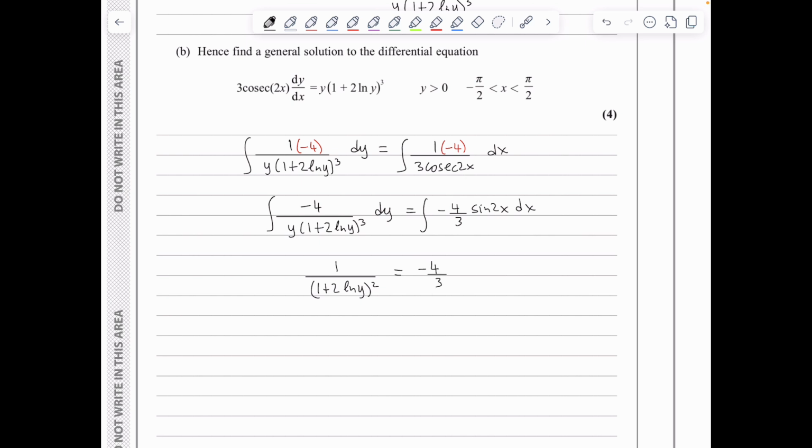The integral of sine is negative cos, but I also need to divide by the derivative of 2x, so I need to divide by 2. So we've got minus a half cos of 2x, and we've got a constant of integration plus c, so I can simplify things. We've got 1 over 1 plus 2 ln of y raised to the power of 2 being equal to 2 over 3 cos of 2x plus c.